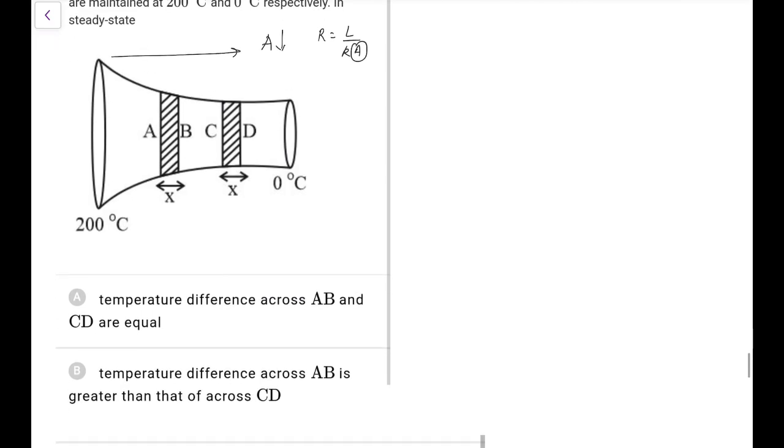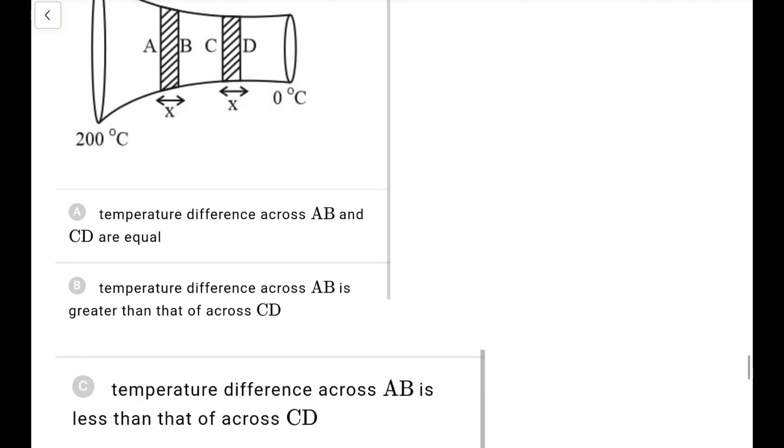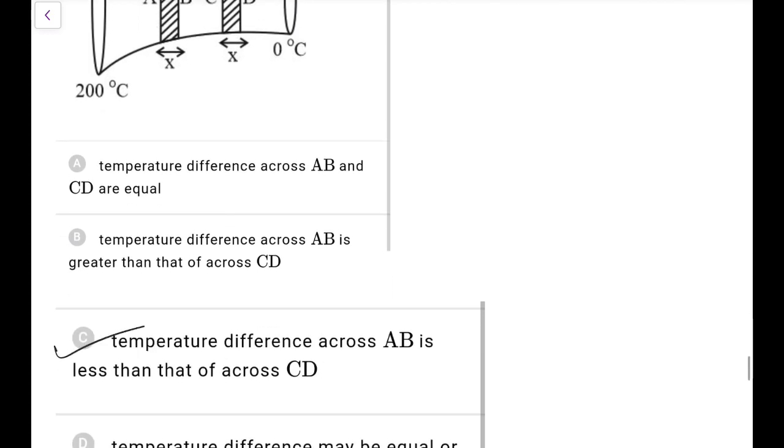Next one. Two ends of a conducting rod of varying cross section are maintained at 200 and 0 in steady state. Just look at it. What is happening? As you go here, the area starts decreasing. So if you take that resistance, you know it as L upon KA. So area is decreasing, so the resistance is increasing. Therefore the temperature drop will also increase, because H is going to be the same. So the drop would be more in CD as compared to AB. So temperature across AB would be lesser. So we go for option C here.